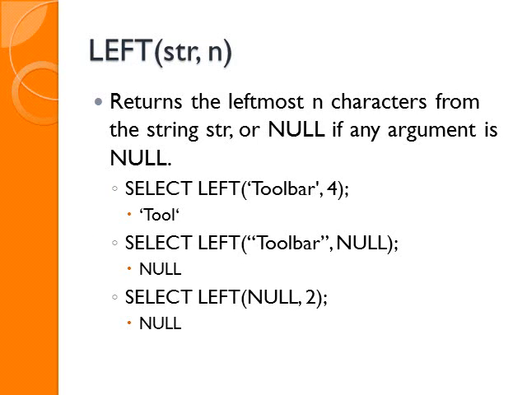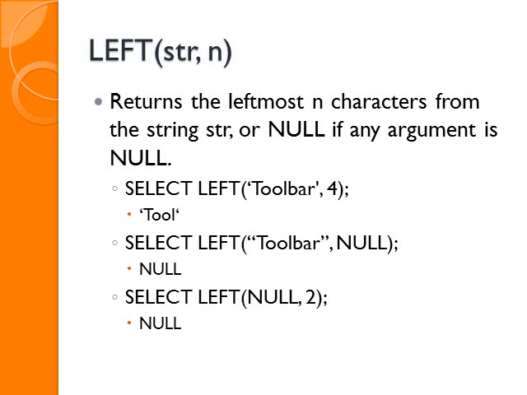Similar to right, there is one more function which is left. Left takes again two arguments, string and n. N is the number of characters, it is a numeric value. Left returns the leftmost n characters from the string str, or null if any argument is null. Examples: select left, toolbar, comma 4. It gives tool as the output because the 4 characters from the left hand side are TOOL.